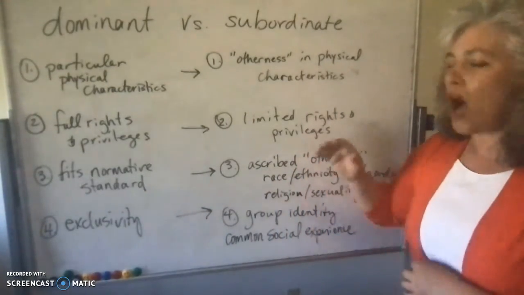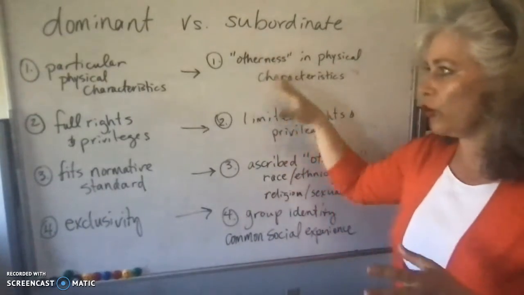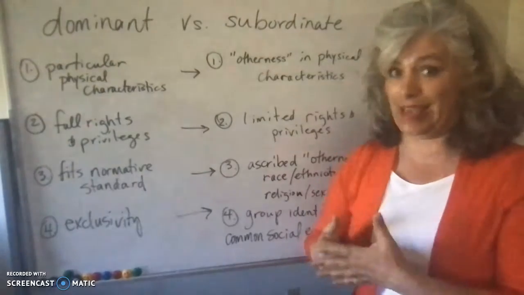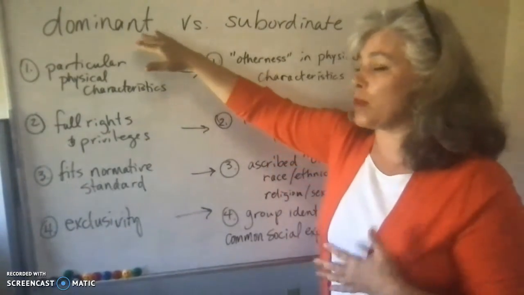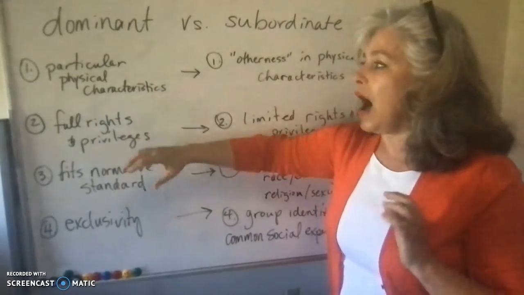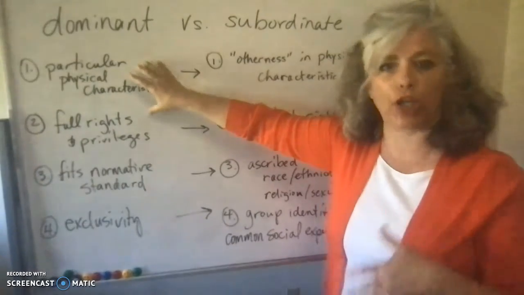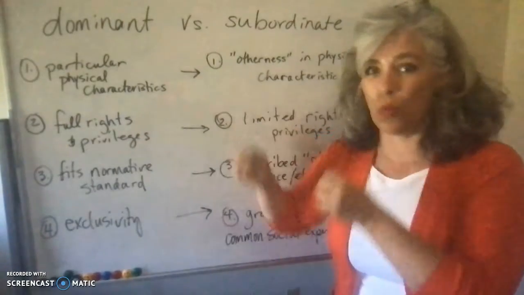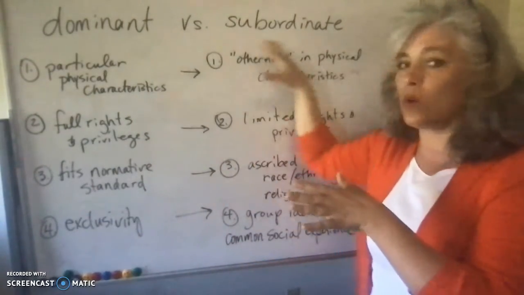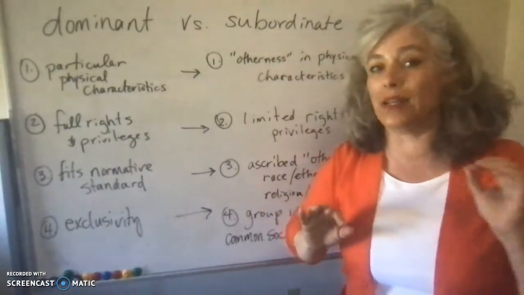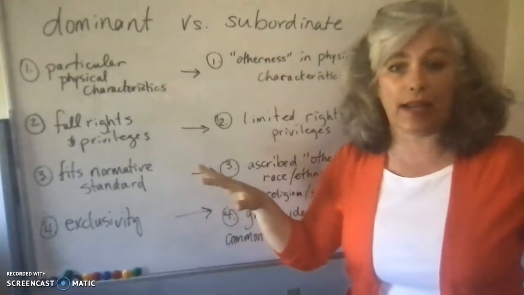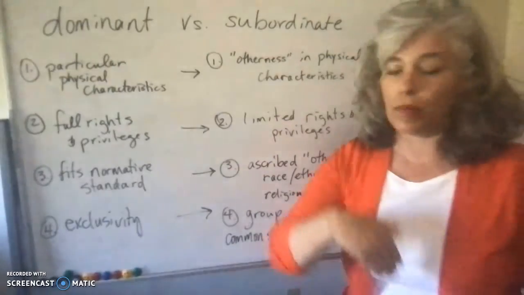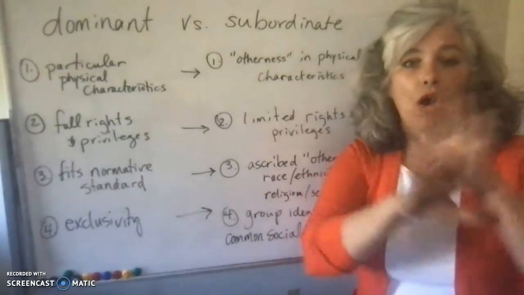Okay. So the first characteristic that we're going to use to identify dominant and subordinate groups is that the dominant group, the people in power, have particular physical characteristics in common with each other. I didn't list which ones here because this is a general list of characteristics that can be applied to any society on earth. We can apply this to Saudi Arabia, India, China, all over the place.